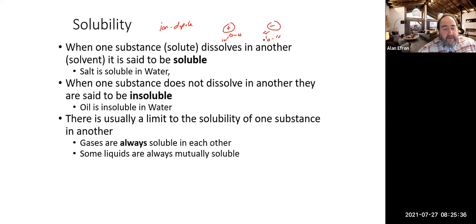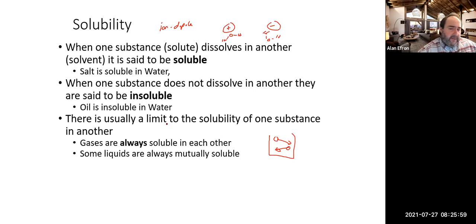Now, there are things that are always soluble in one another, and a gas is always soluble in another gas just by the property of being a gas. It is essentially in a container just flying around, and that means it is constantly mixing and, obviously, being soluble in each other.